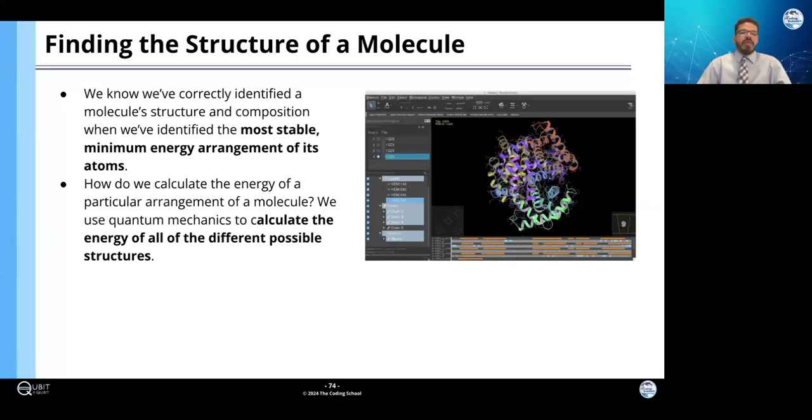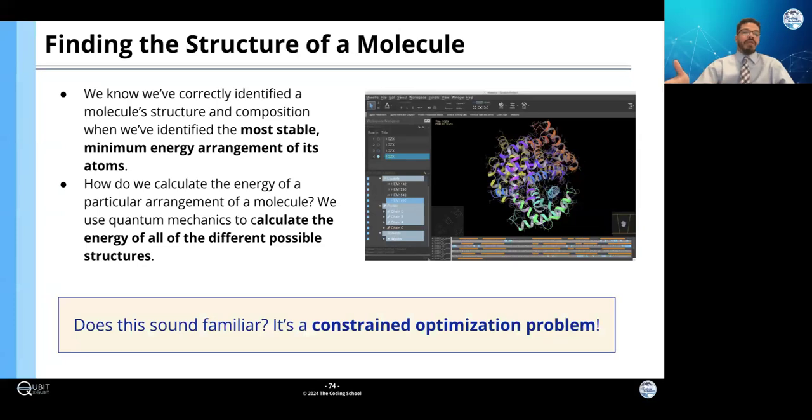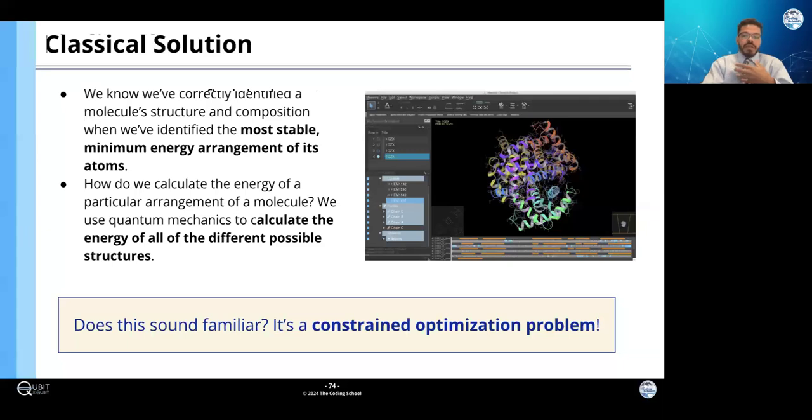And so, how do we calculate the lowest energy arrangement of a molecule? Well, we calculate all the energies possible, and then we find the lowest energy one. Maybe this sounds familiar, but it turns out this is a constrained optimization problem. You have some constraints around the atoms, how they're connected to each other, and then you want to find the arrangement of the atoms relative to each other that minimizes the energy. Classically, that's really inefficient.